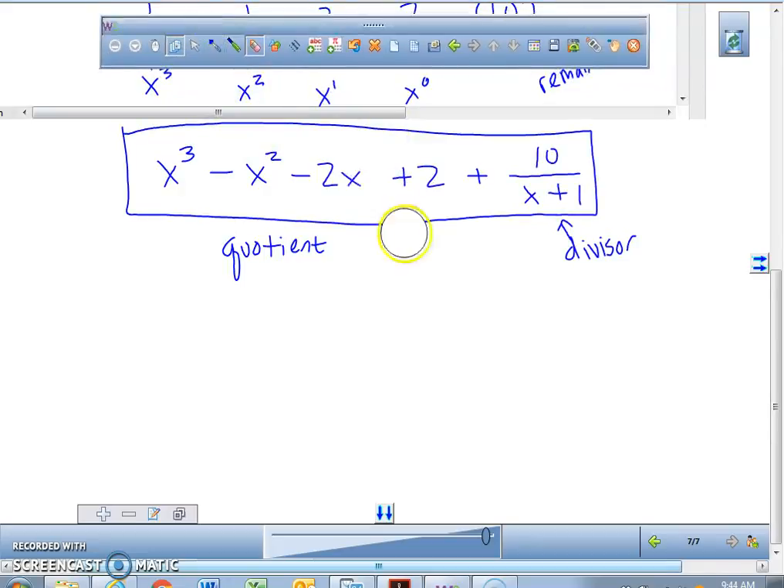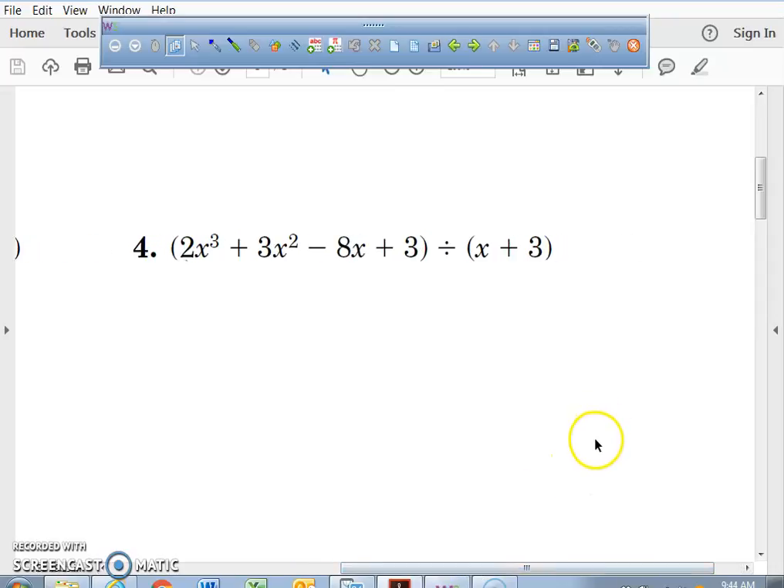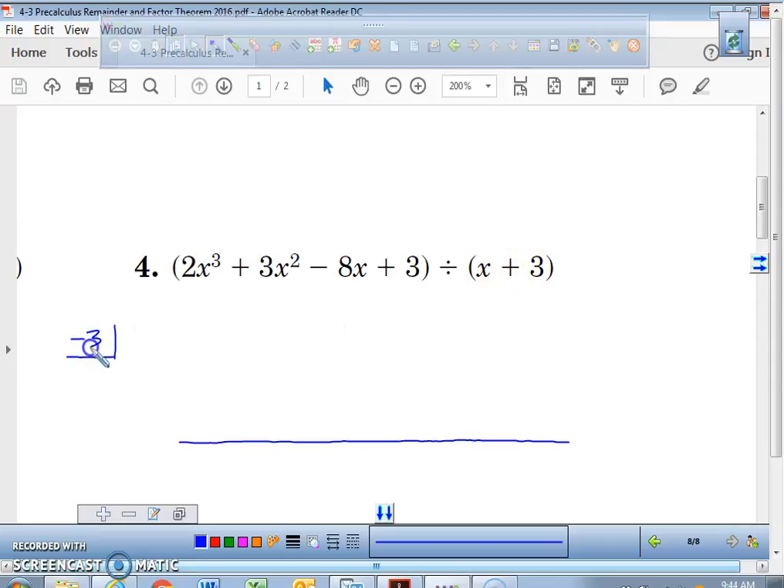All right, we're going to do one more problem together. We're going to do problem number 4 together. So let's go ahead and set it up. Now, sometimes in a textbook, a lot of times you'll see them do it this way. And if that's an x plus 3, they'll put a negative 3 right here. So there's more than one way to kind of set things up. I do it one way, some people do it another way.